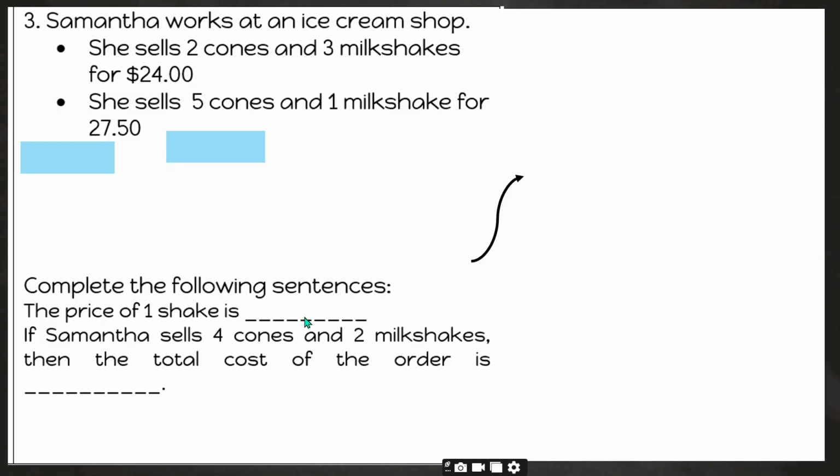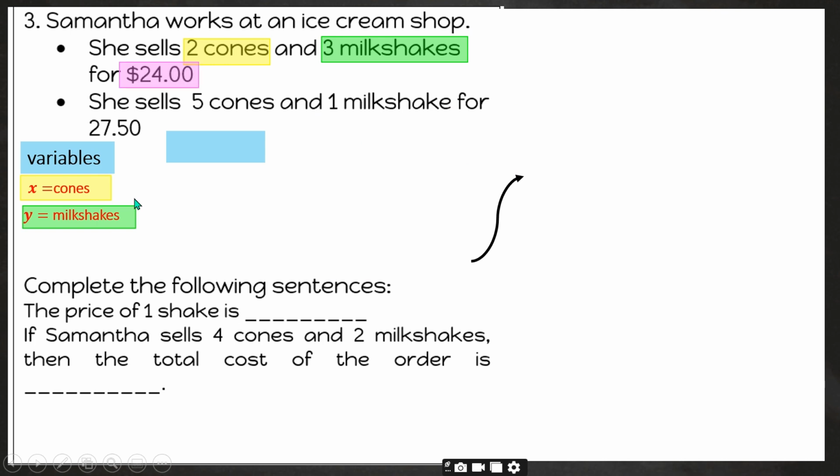Okay, moving on to our next question, question 3, which is 6.3 notes. Samantha works at an ice cream shop. She sells 2 cones and 3 milkshakes. So the first thing we're going to do is identify our variables. And 2 cones, so cones are going to be my x. 3 milkshakes, milkshakes will be my y.